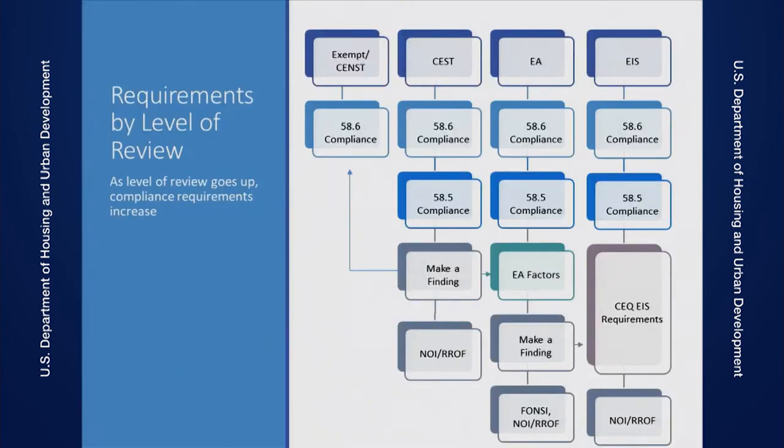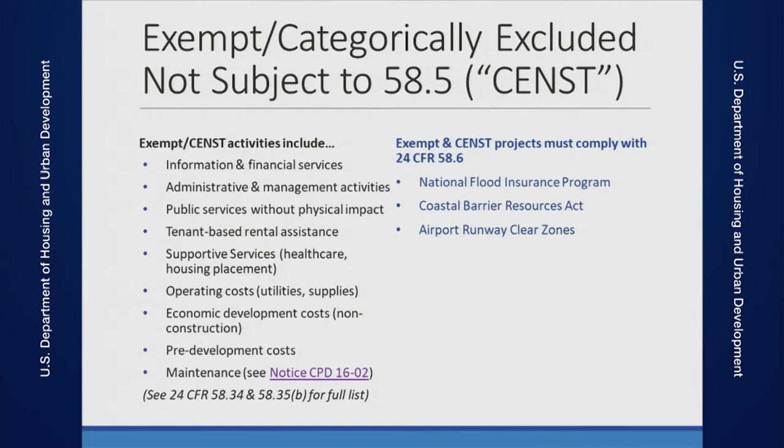So very quickly, for people who like flowcharts, this is an overview of the requirements for each level of review. You can see that as the level of review goes up, the requirements increase. And you can also see that sometimes it gets a little tricky and a project may convert from one level of review to another. The lowest level of review is exempt and categorically excluded, not subject to 58.5, or CENST.